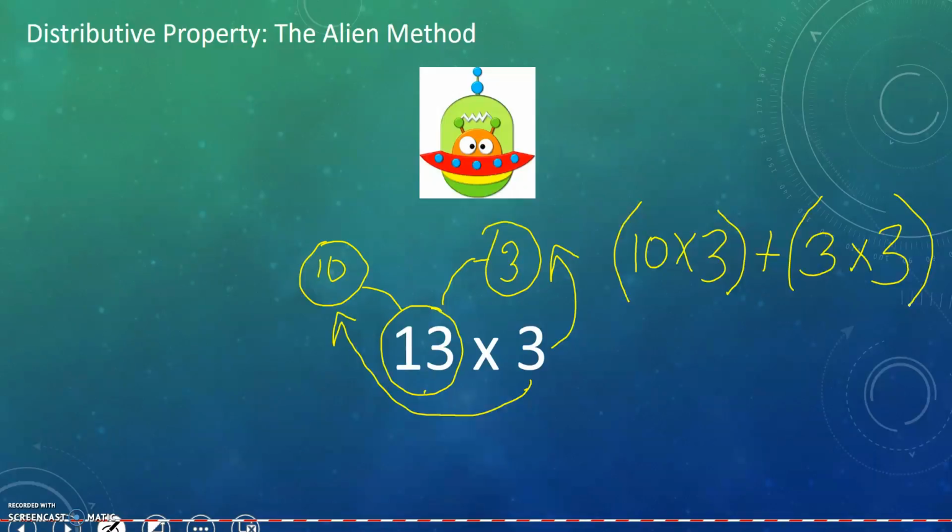All right, so 10 times 3 is 30. 3 times 3 is 9. And if I add those together, 30 plus 9 is 39. So 13 times 3 equals 39. So as you can see, the alien method is just a way to split up my numbers and a fun way to think about it. Let's try another one.